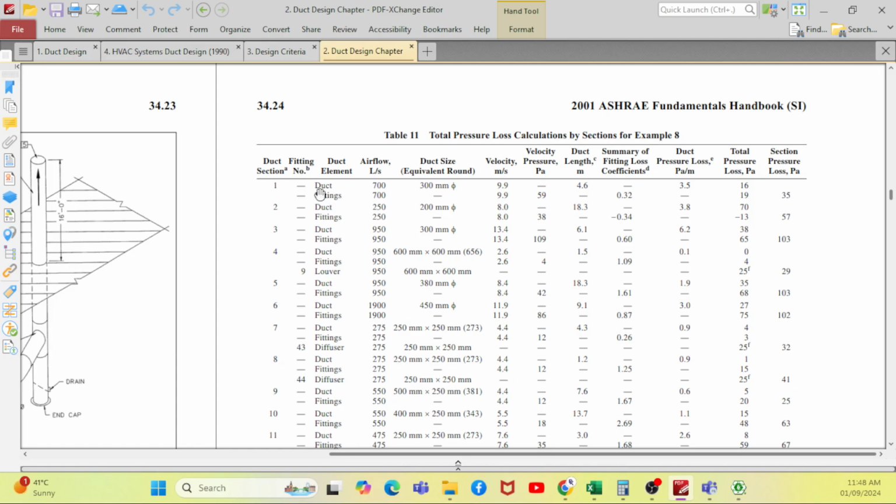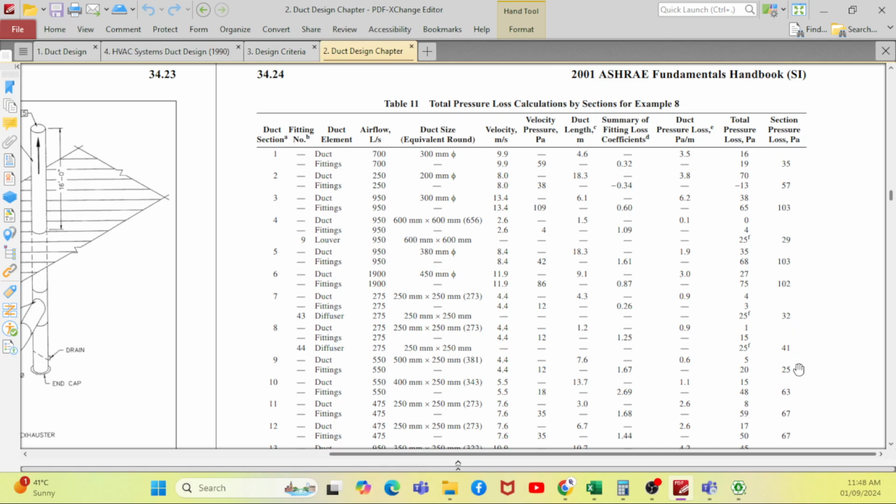By using the straight ducting, you can calculate the static pressure. And by using the fittings, we can calculate the velocity pressure. So you can calculate the total section pressure by adding static pressure plus velocity pressure, so that you will get the total static pressure. By calculating for all the paths, you can calculate the total pressure drop, how much it is.